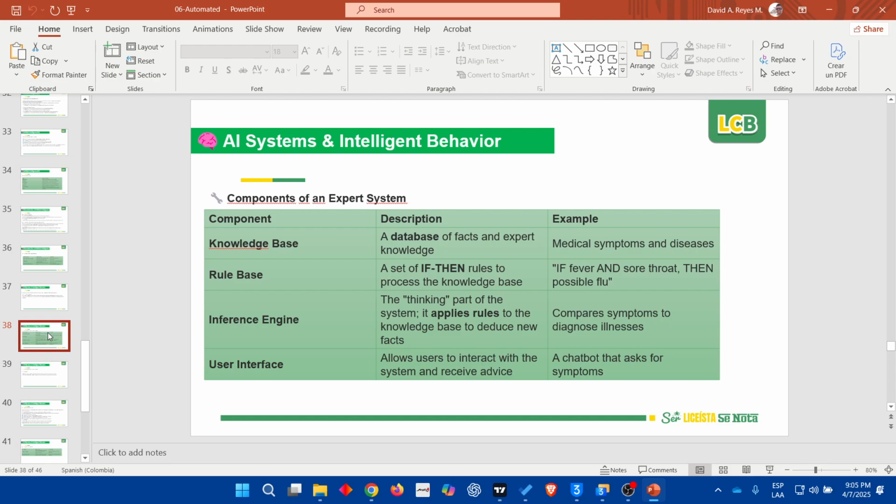Components in an expert system. Okay, the components. Knowledge base: that means a database of facts and expert knowledge. Es una base de datos con hechos y con conocimiento de expertos. Example: medical diagnosis and diseases. Rule base: a set of if-then rules to process the knowledge base. So remember, I want to give you an example here.